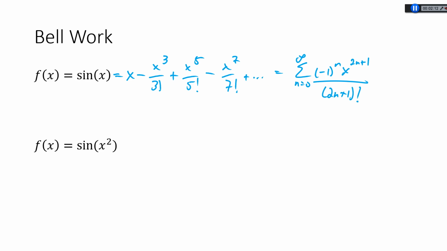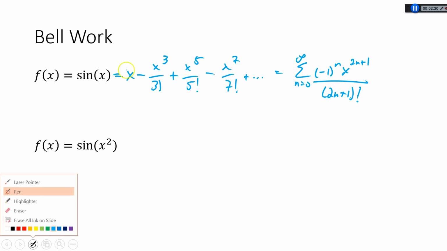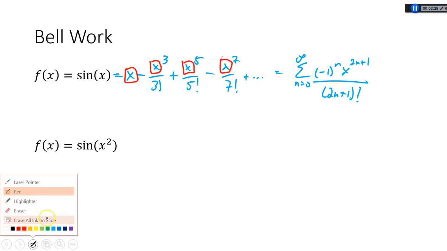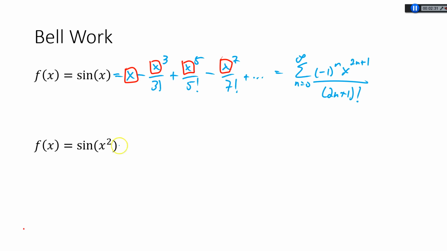So then for sine of x squared, all we do is throw x squared in where all of those x's are. So instead of writing x here and here and here, we're going to replace these with x squareds. So what we're going to have instead is x squared minus x squared cubed, oh goodness, over 3 factorial plus x squared to the 5th over 5 factorial minus x squared to the 7th over 7 factorial, etc., etc.